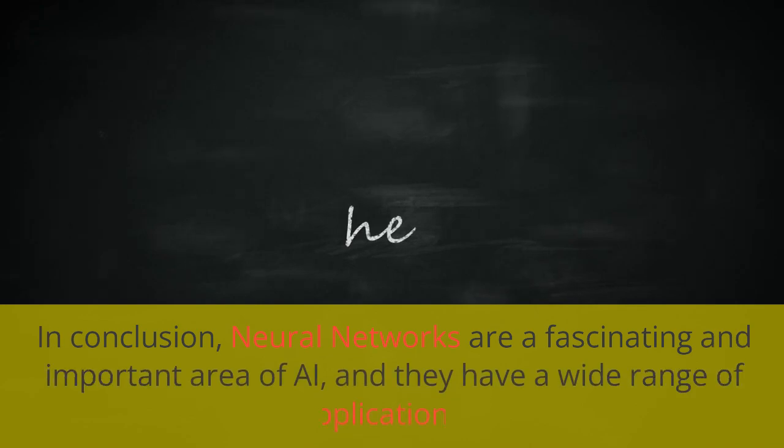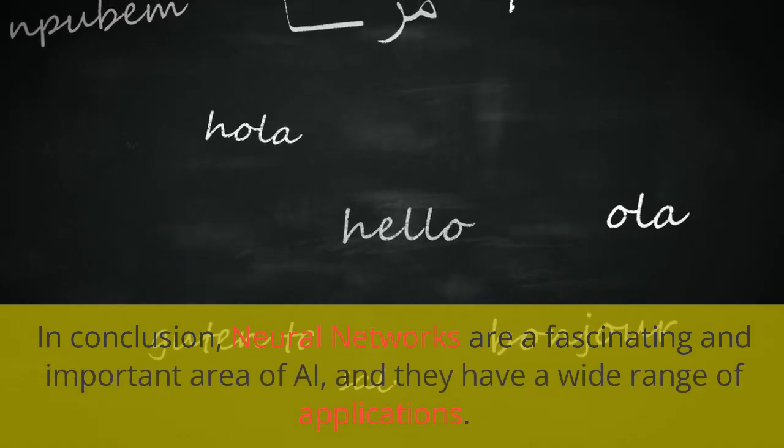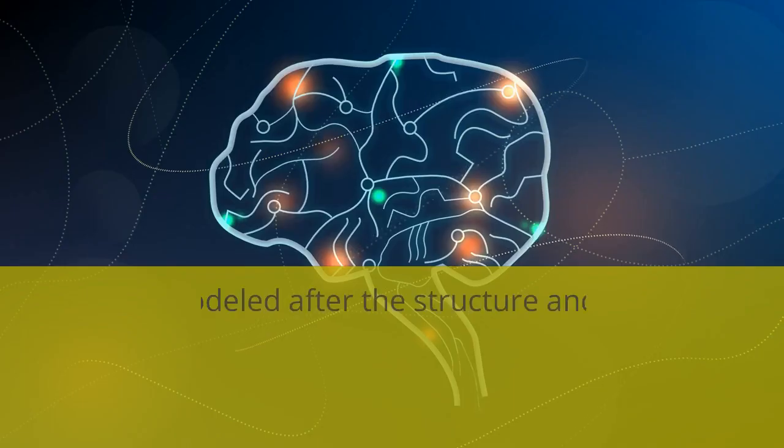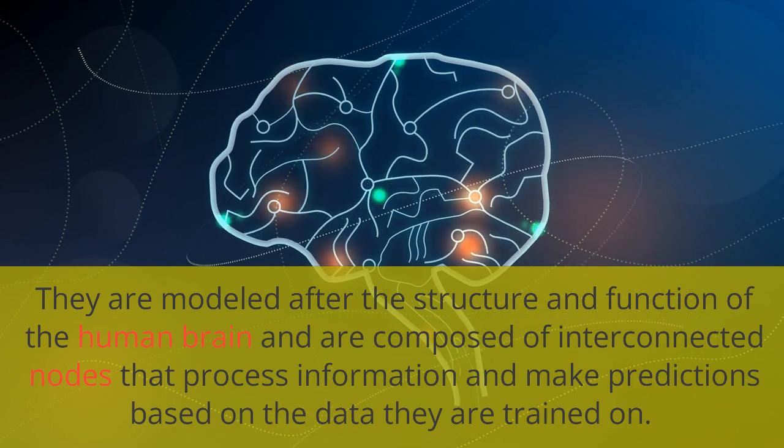In conclusion, neural networks are a fascinating and important area of AI, and they have a wide range of applications. They are modeled after the structure and function of the human brain and are composed of interconnected nodes that process information and make predictions based on the data they are trained on.